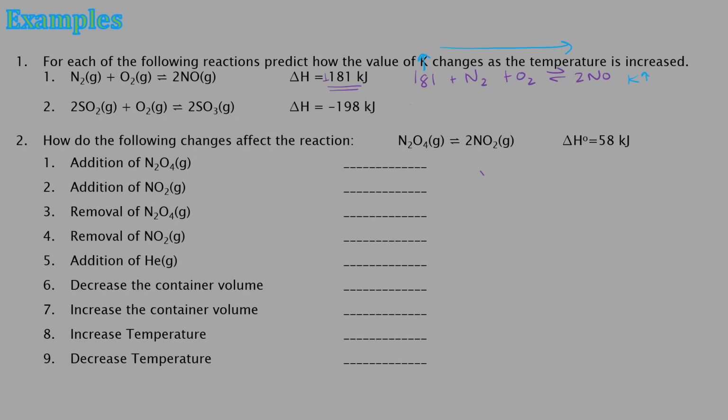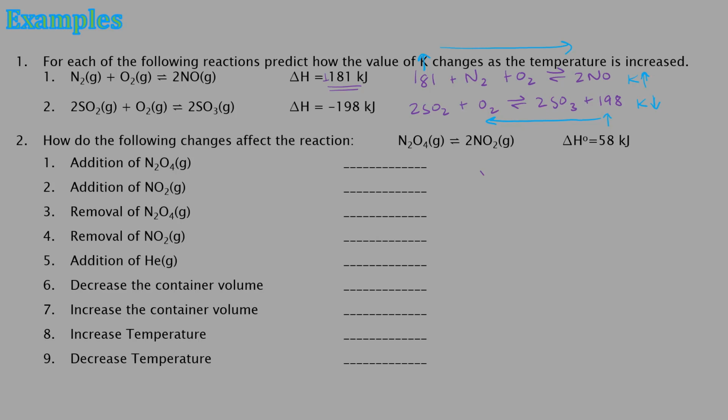And then this next one is exothermic, so we're going to write it down as a reactant. And so we're going to increase this. So if this goes up, the reaction shifts away from that. It makes more reactant, and so K will get smaller.